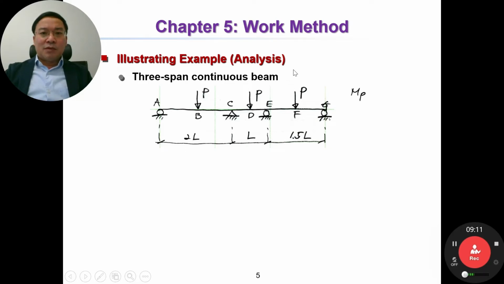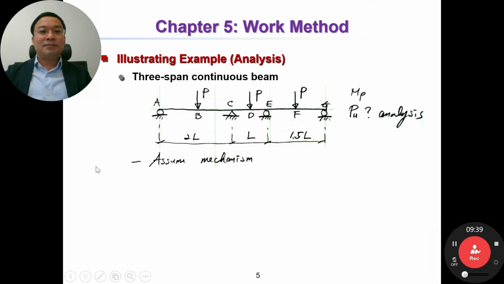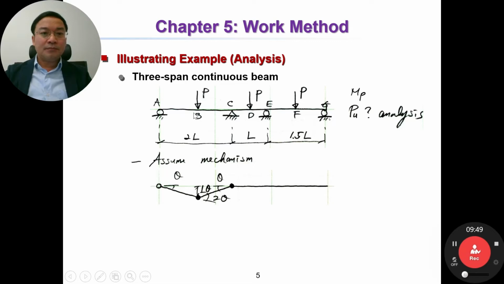This is an analysis problem. It means the beam has the same section, MP, and our task is to determine Pu. So that's why it is an analysis problem. Now we assume mechanism. This is our first assumed mechanism. So we assume the plastic hinge occurs at B and C. Then we have three hinges: two plastic hinges and the original hinge.